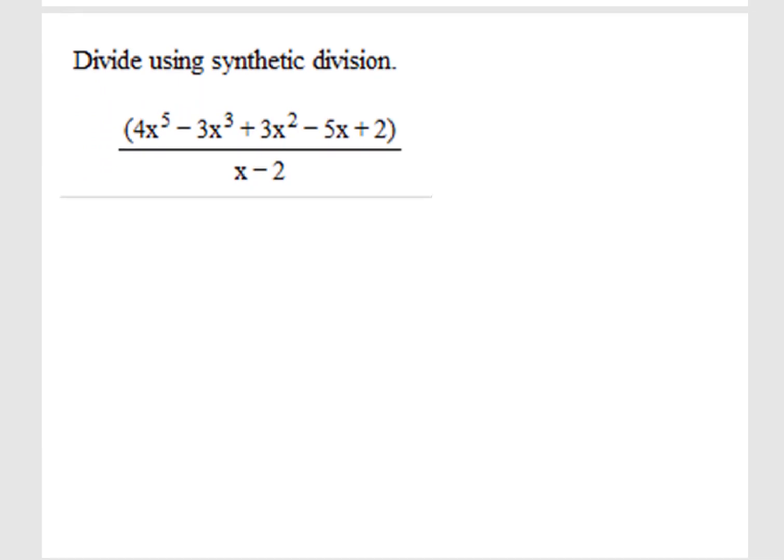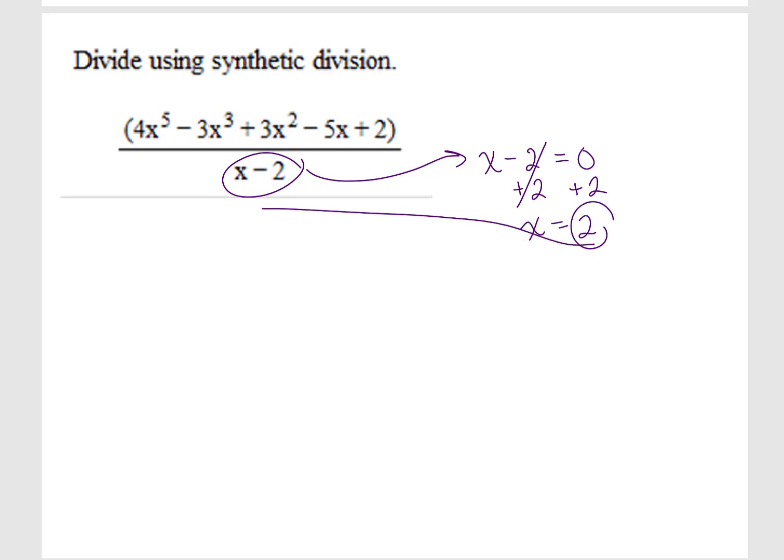Okay, so I look at my denominator and I'm like, okay, that's a linear factor, so I can use synthetic division. So I'm going to take my denominator and set it equal to 0. I get x equals positive 2, so that's the number that will go into my little pocket.